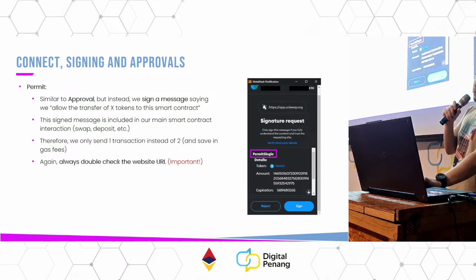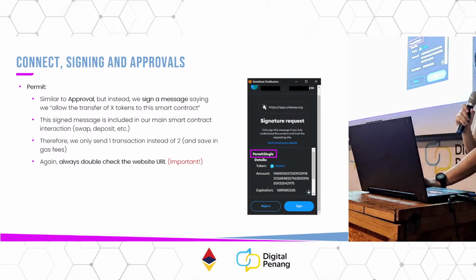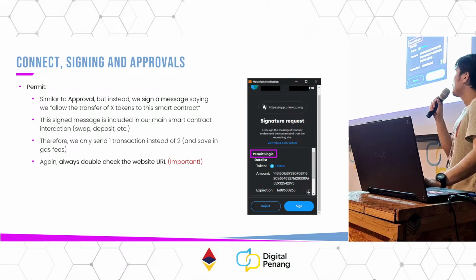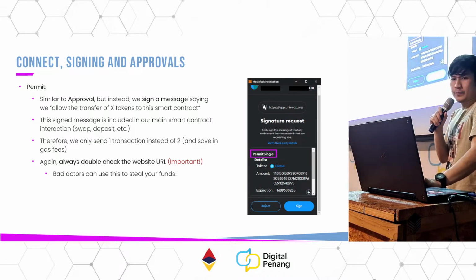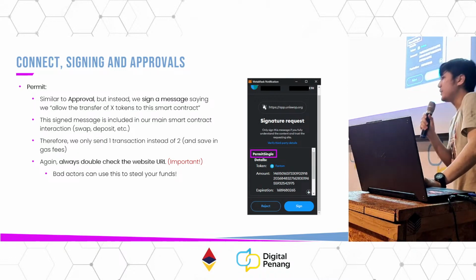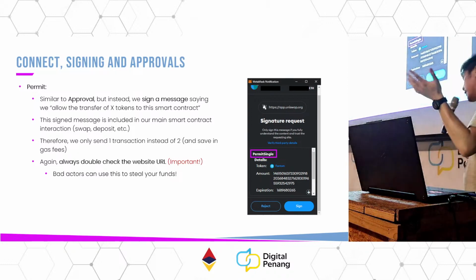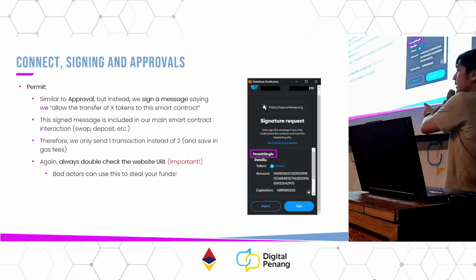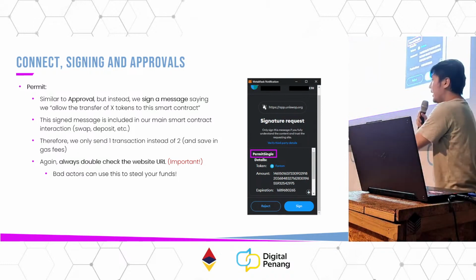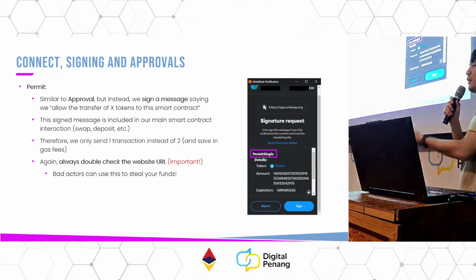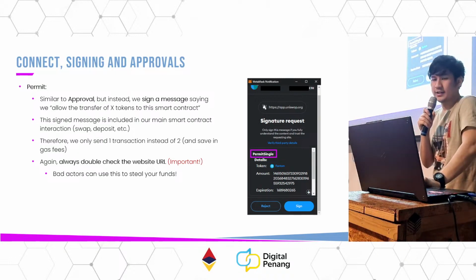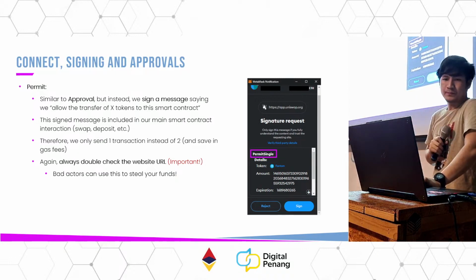Now, again, for permits, you also have to double check the website URL. Make sure you are not signing a permit message on a malicious website, because bad actors can use this to steal your funds. Even though you think, oh, I didn't even send a transaction, because this has been signed, it can be verified on the blockchain and your assets can be taken from you. Even though you did not send a transaction, this signed permit message can be used against you.